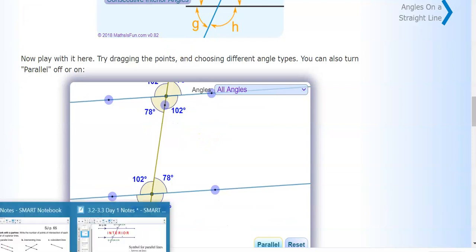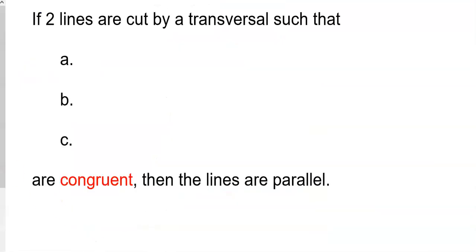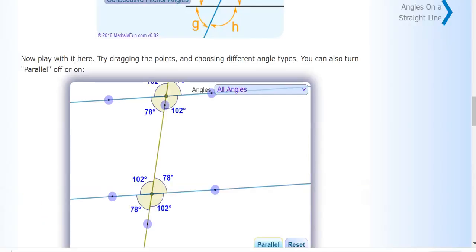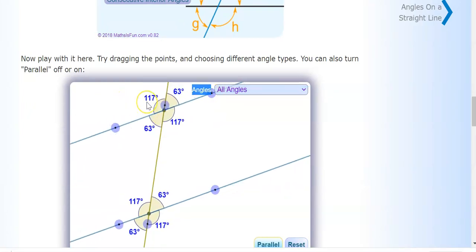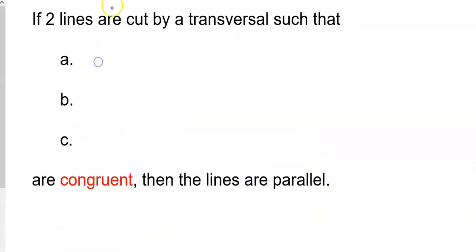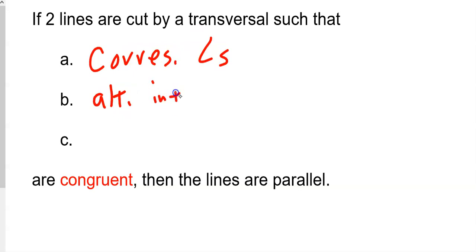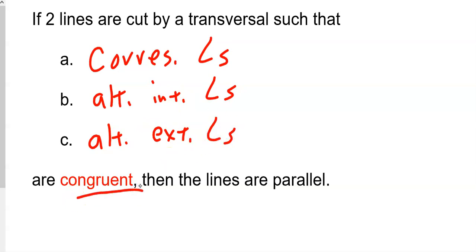If we jump back to our notes, two lines are cut by a transversal such that, and if we need to refer back to that, what would be congruent? Corresponding angles, alternate interior angles, and alternate exterior angles. They are congruent. So if two lines are cut by a transversal such that these occur, then we know that the lines are parallel.